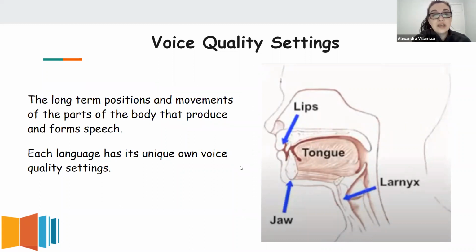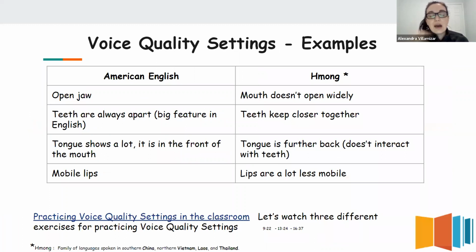So how can we teach? Before that, let's think about these two examples. I have here American English and I have Hmong. Hmong is a family of languages spoken in southern China, northern Vietnam, Laos, and Thailand. When we compare that language, Hmong, with American English, these are the differences between those voice quality settings.